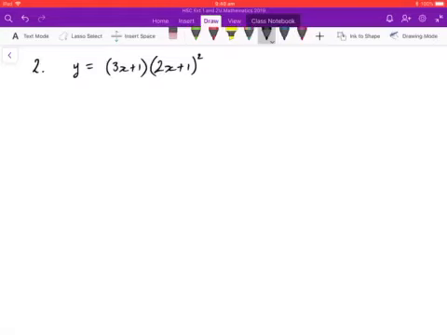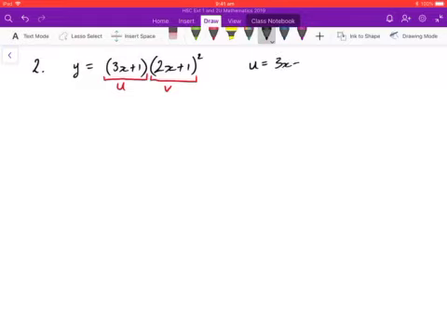All right, so we've got the second example, y equals (3x plus 1)(2x plus 1) all squared. Now, this is a case where it is possible to expand, but it starts to get a bit tedious. So we're going to call the first one u, and call the second one v. All right, so if we differentiate, now it can be a strategy to actually write out what they are.